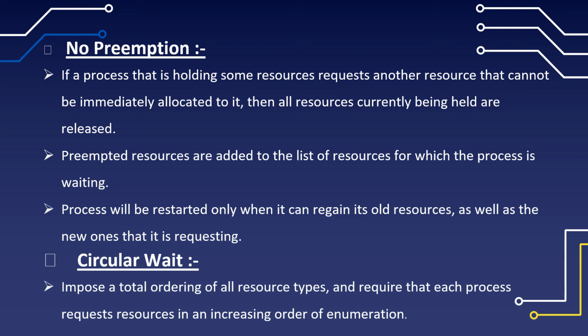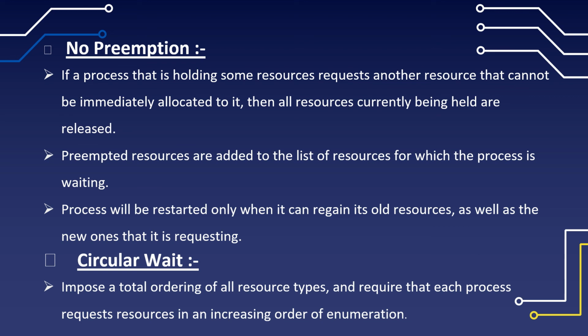Preempted resources are added to the list of resources for which the process is waiting. The process will be restarted only when it can regain its old resources as well as the new ones that it is requesting. It means the process can only be restarted when it regains its old resources as well as the new ones it is requesting. By this we can prevent the happening of the deadlock.